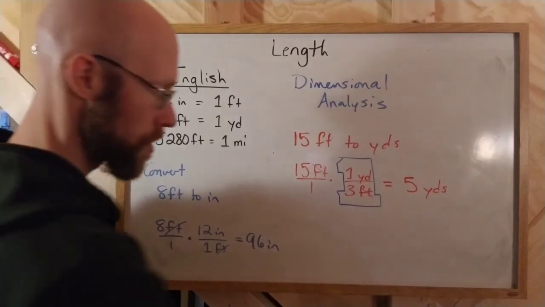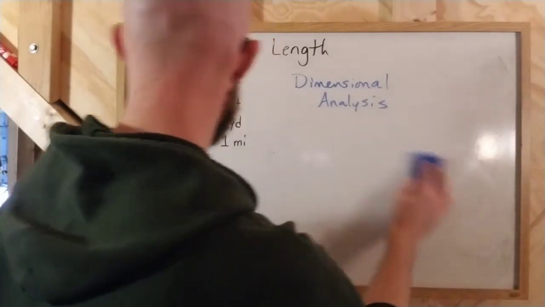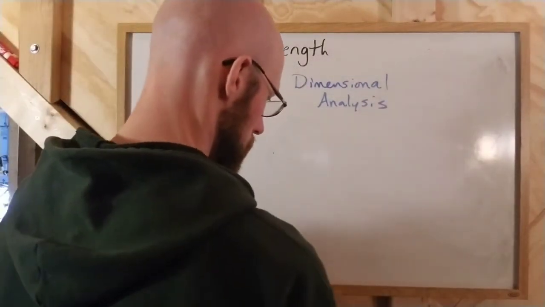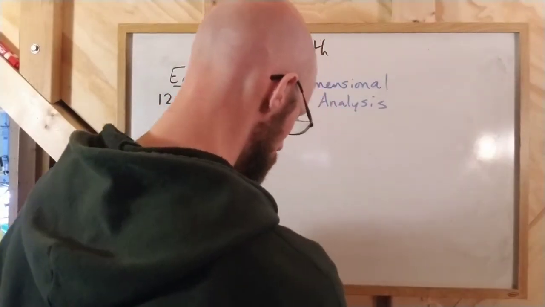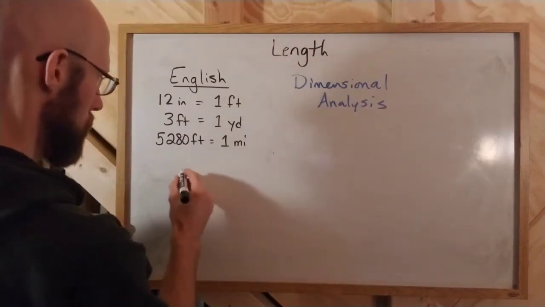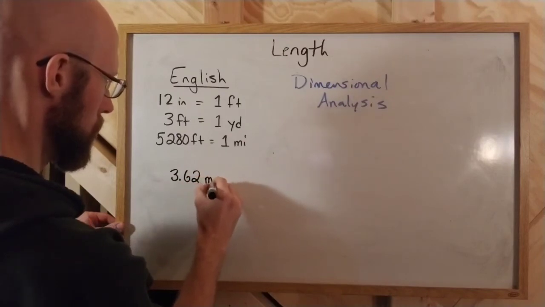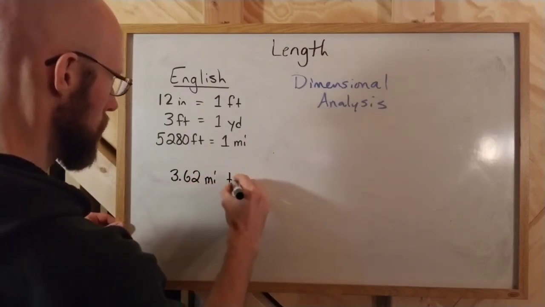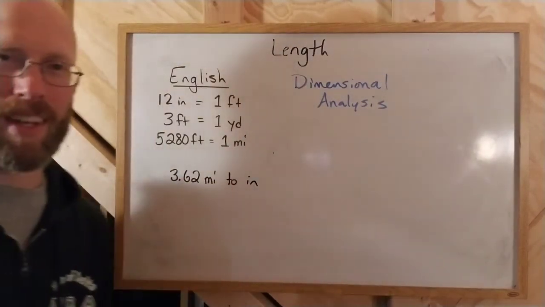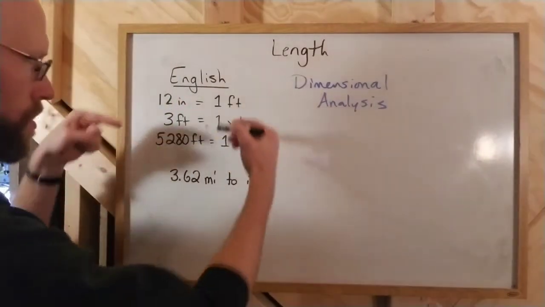We can even convert, if we wanted to, I don't know, maybe inches and miles or something. We could do some bigger conversions here. Let's say 3.62 miles to inches. Well, that's a lot of miles. Well, that's a lot of inches, I mean. But we could do this, but we're going to have to do this in stages.